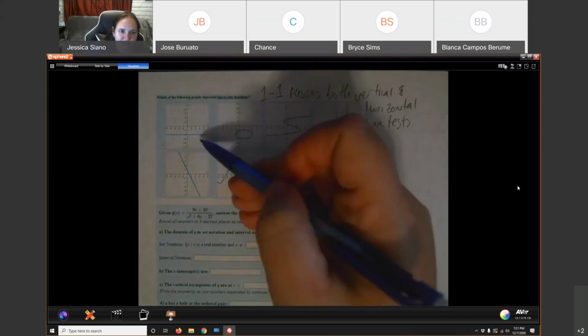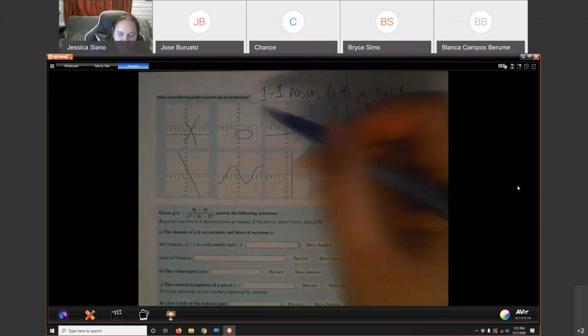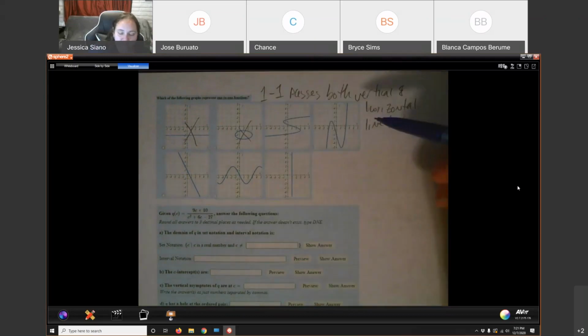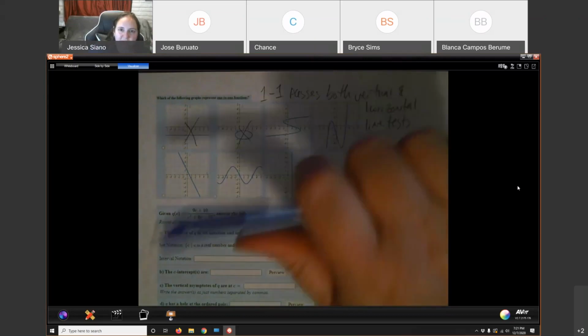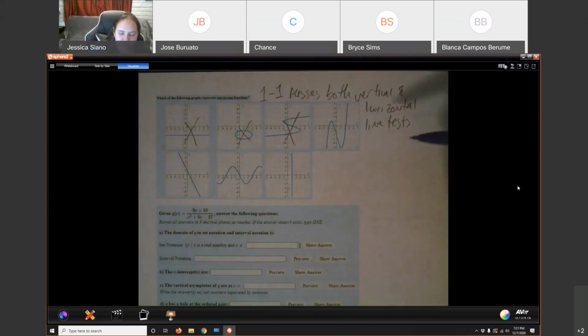So this one passes the vertical line test, but not the horizontal. This one doesn't pass either. This one passes the horizontal line test, but not the vertical. This one passes the vertical line test, but not the horizontal. Nope, we finally found one. That one passes both the vertical and the horizontal line tests.